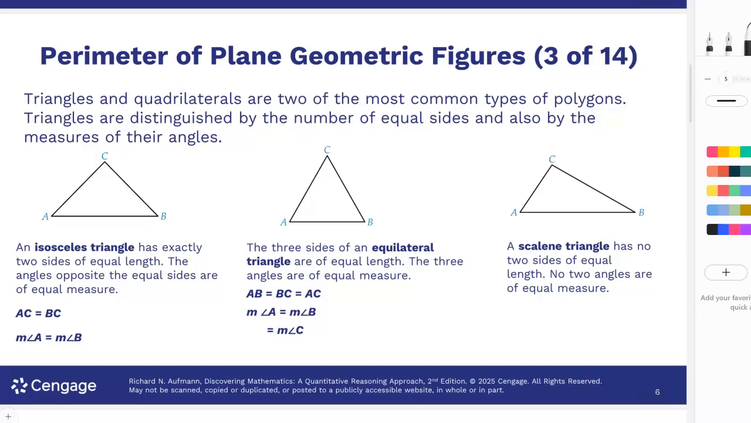We could have an equilateral triangle. With an equilateral triangle, all the side lengths are the same, and all the angle measurements would be the same. With isosceles triangles, we have two legs that are the same, and it kind of forces these angles to be the same measure. So if a triangle is neither equilateral nor isosceles, then we say it's scalene.